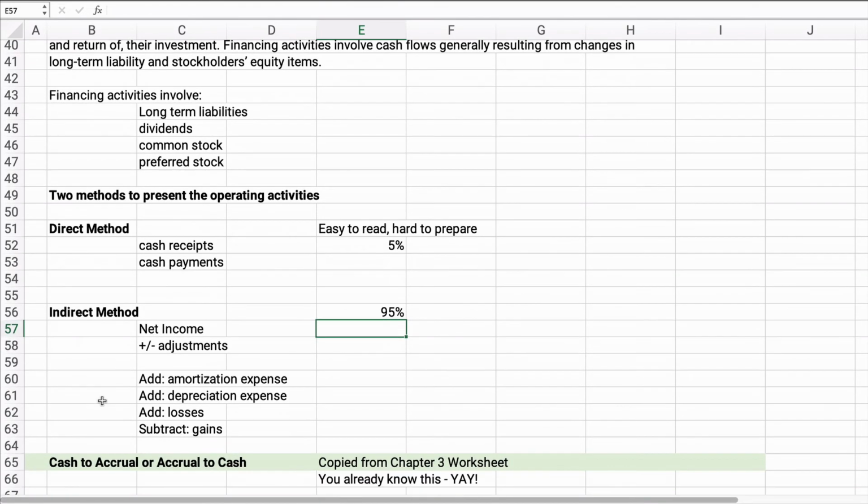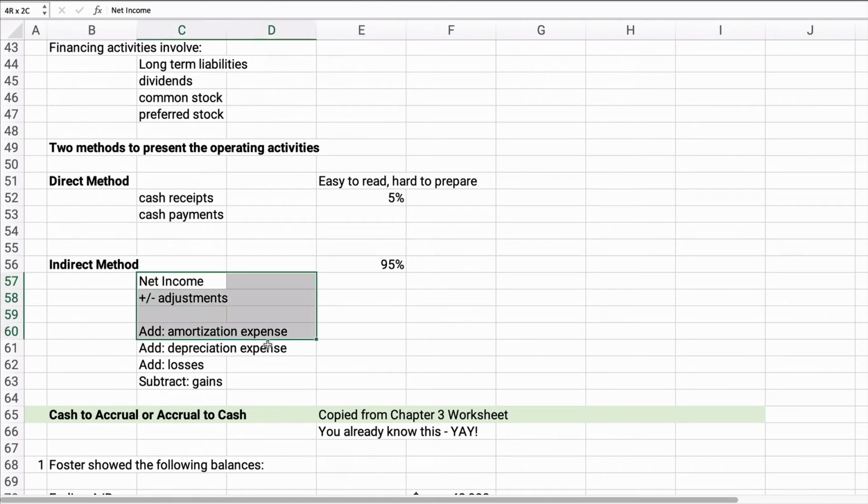And then the indirect method, and this is operating activities only, you need to start with net income and make plus or minus adjustments. Now, the other way to think about this is, you have to add depreciation expense, you have to add amortization expense, you have to add any losses and subtract out any gains.